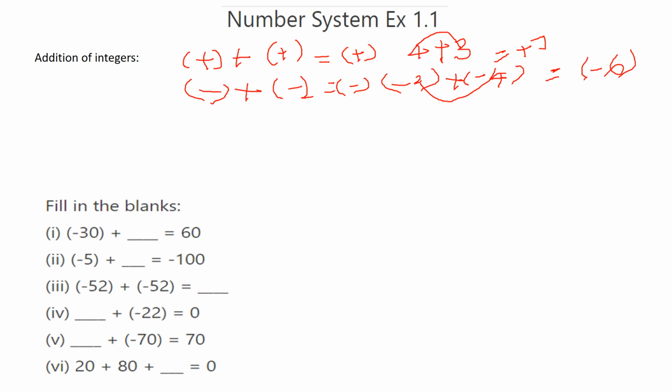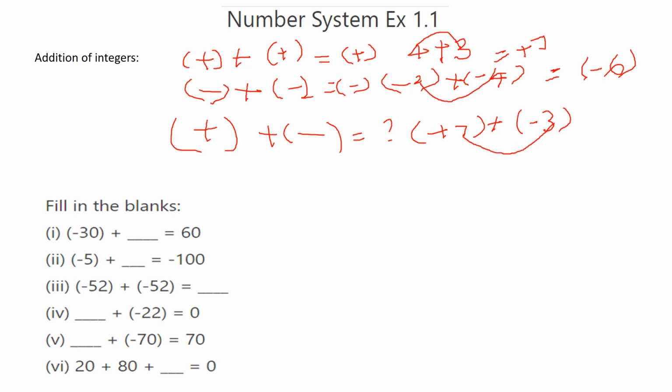Third rule: one positive integer plus one negative integer. Whichever number is greater, you have to write the answer with that sign. For example, plus 7 plus minus 3. First subtract the numbers, 7 minus 3, 4. What is the greater number's sign? Number, not integer. The sign is plus. So you write the answer plus 4.